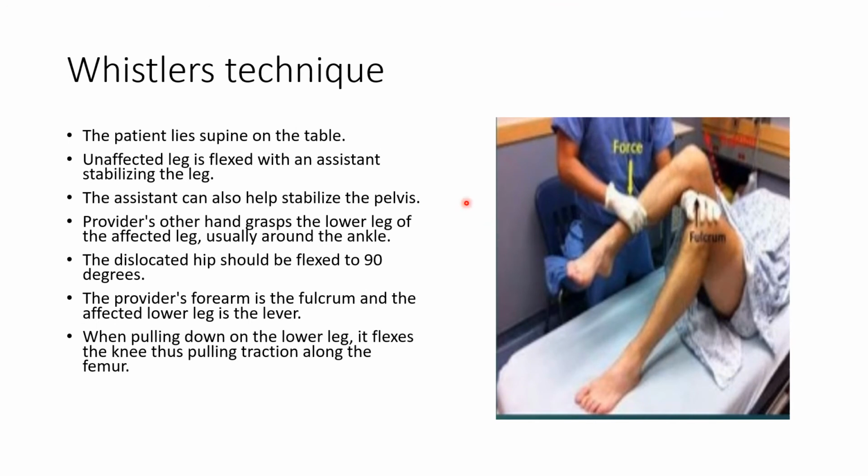Coming to Whistler's technique, in this the patient lies supine on the table. The unaffected leg is flexed with an assistant stabilizing the leg, and the assistant can also help stabilize the pelvis at the anterior superior iliac spine. The provider's other hand grasps the lower leg of the affected leg, usually around the ankle. The dislocated hip should be flexed to 90 degrees. The provider's forearm acts as the fulcrum, and the affected lower leg is the lever. When pulling down on the lower leg, it flexes the knee, thus applying traction along the femur.